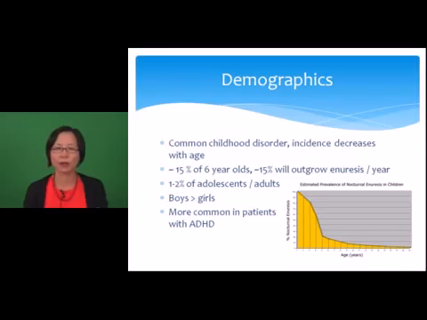So it's a very common childhood disorder. And as you can see from this graph, while it starts out at about 15% of 6-year-olds, the incidence decreases with age. About every year, 15% will outgrow their enuresis. So by the time they're adolescents and adults, the incidence is down to 1 to 2%. It is more common in boys than in girls, and happens to be more common in patients that have ADHD.